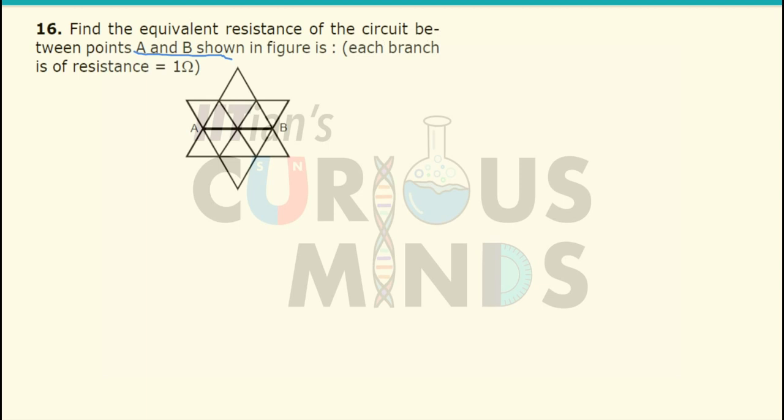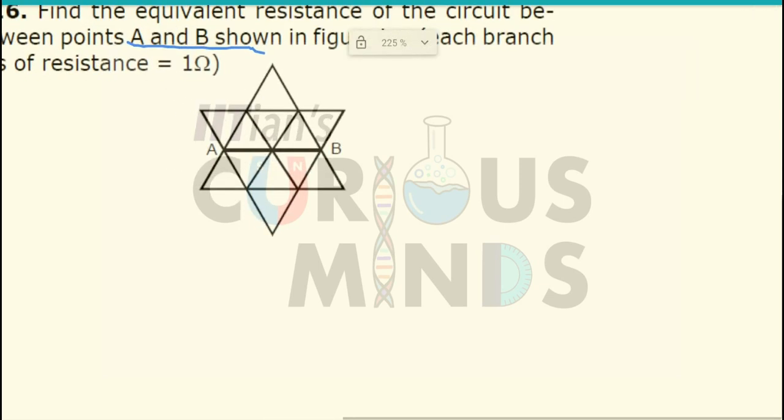For example, if I zoom in over here, if I take this point as D, and this point as E over here, I can say that AD and DE are in series. So both these resistances will give me 2 ohms. 1 and 1 in series gives 2 ohms, and it is in parallel with the resistance AE.